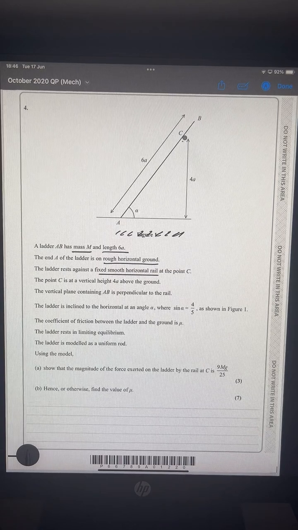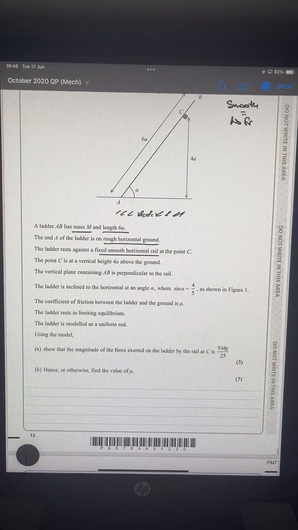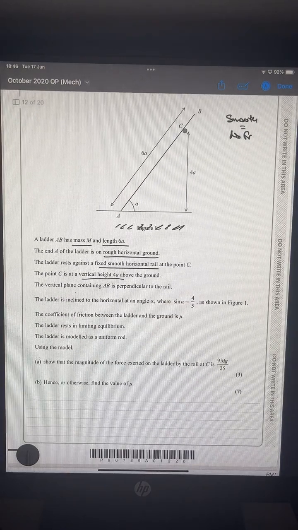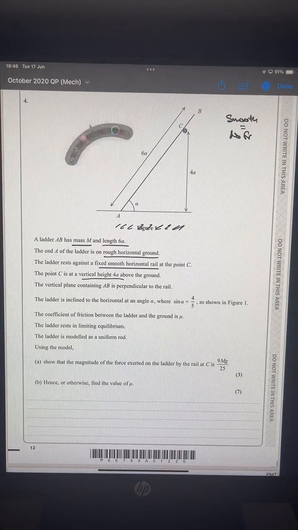So there's my smooth horizontal rail. If it's smooth, then I know there's no friction on that rail, and that the normal contact force is just going to be perpendicular. That's that assumption there. The point C is at a vertical height 4a above the ground, shown on the diagram. Awesome. The vertical plane containing AB is perpendicular to the rail. That's basically just saying that this is flat and this rail is coming outwards out of the page, if you want to visualize that.